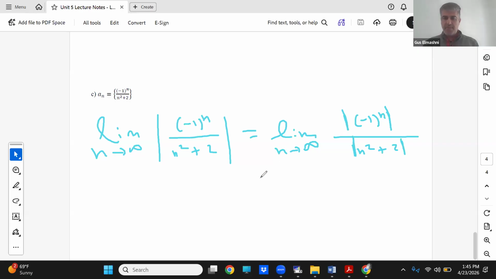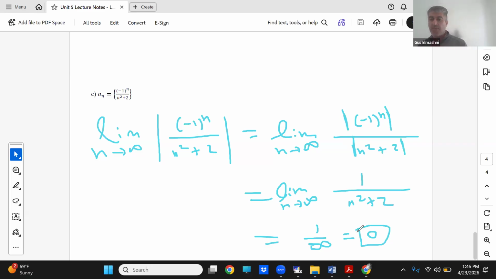Okay. Well, if you have negative 1 raised to the n, what's the absolute value of that going to be? Just 1, right? And if n squared plus 2, is that ever negative? No. And because the bottom is a higher degree than the top, you have 1 over infinity, right? What's that going to be? So yes, that also converges as well.